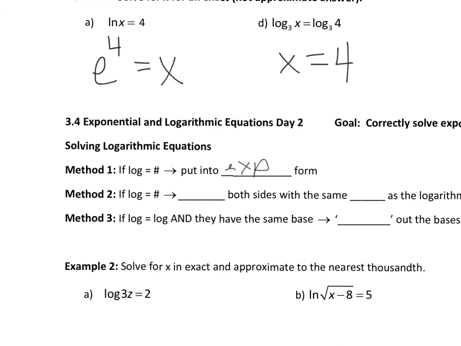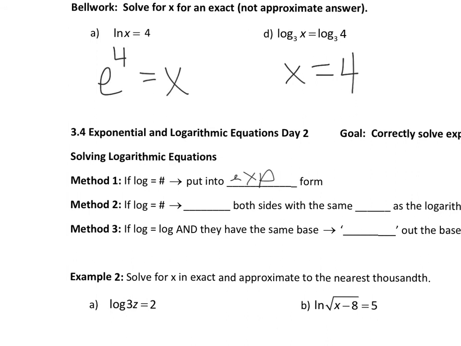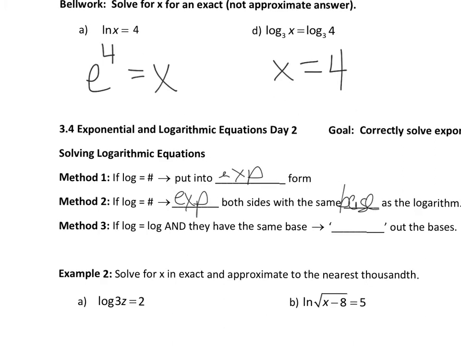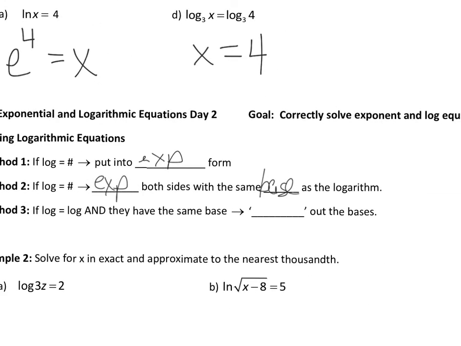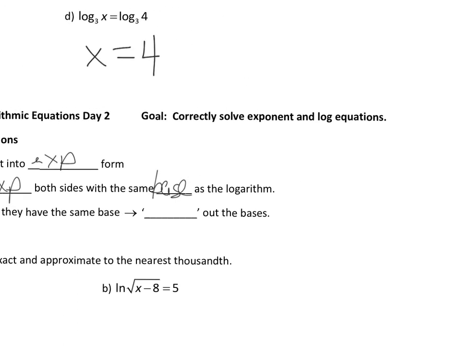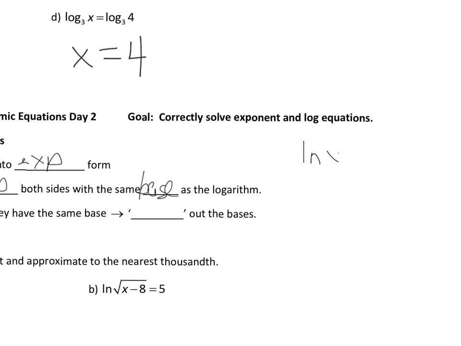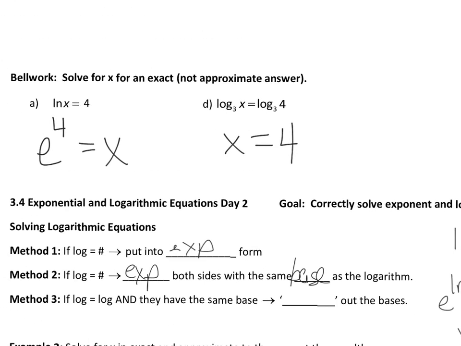Method 2, if you have a log equal to a number, you exponentiate each side with the same base as the logarithm. Then you get a situation like we had with the properties earlier in the unit. For instance, say I have natural log x equals 4, and I raise both sides as the exponent of e. Since these bases are the same, this whole term goes to the argument of the logarithm, which makes it x. And that would be e to the 4th, which gives you the exact same thing as up here.